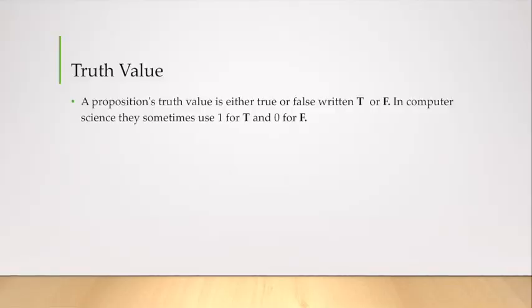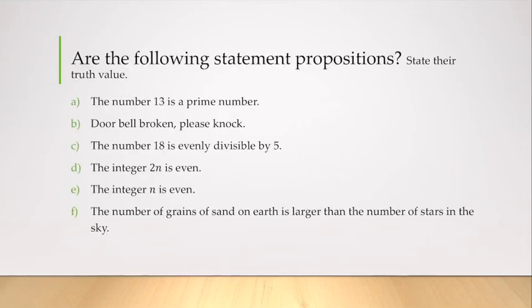So let's go through a few. First thing I want you to know is that a proposition's truth value is either true or false. I'm going to write that with a capital T for true and F for false. And for those of you interested in going into computer science, it might be good for you to know that in computer science, sometimes a true value is represented with a 1 and a false value is represented with a 0. Little fun fact for you.